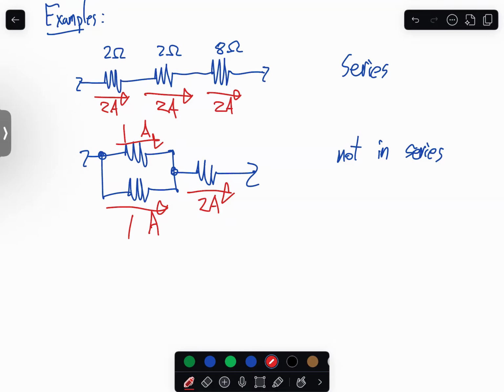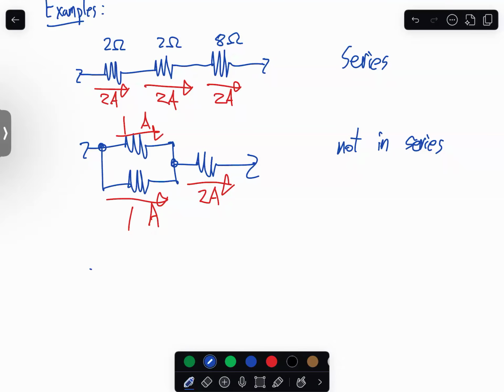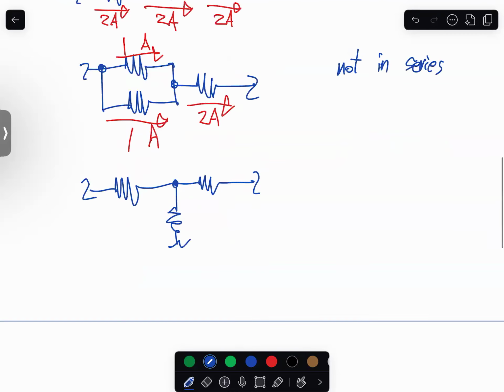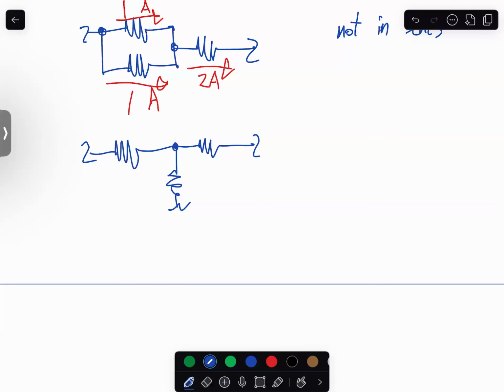Here's another counterexample for not series. So the previous example was we had a parallel junction. Here, this is neither series nor parallel. Nothing is in series here. Nothing is in parallel. Why? Because you got a junction. Current has a choice. We all have a choice. That's very inspiring. But that's the essence of series. Series doesn't.